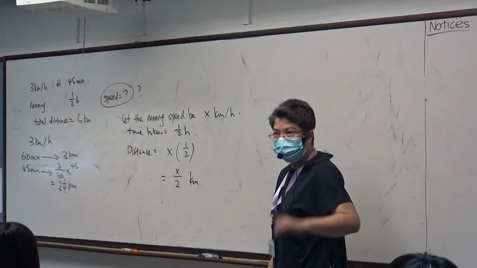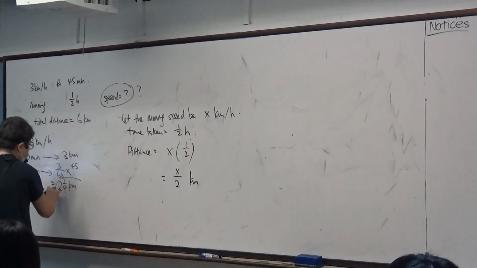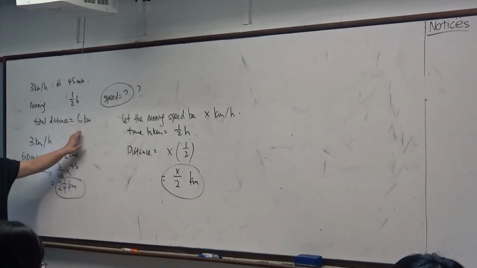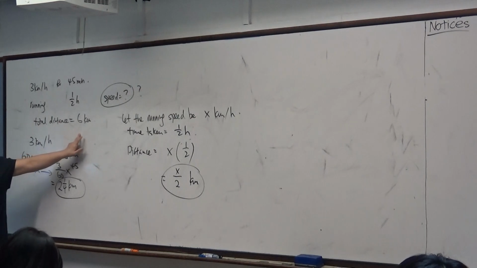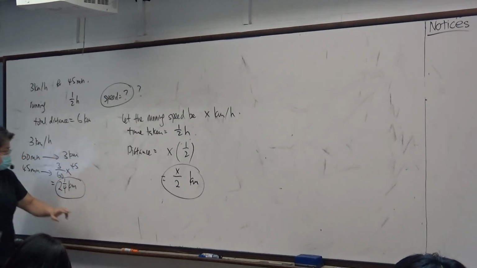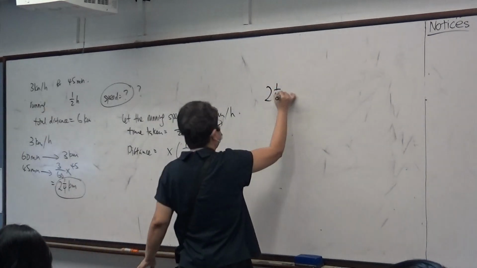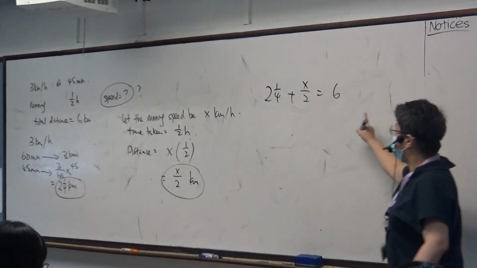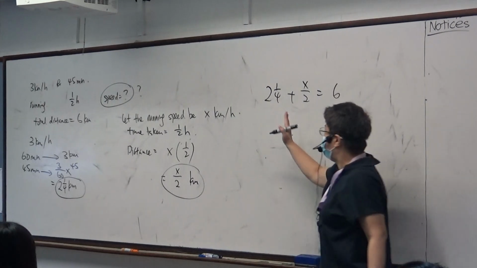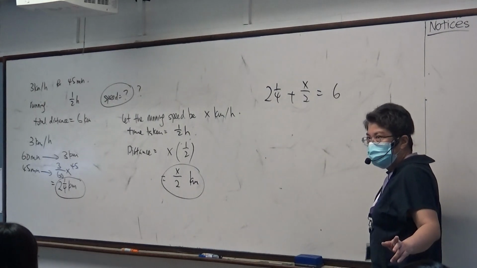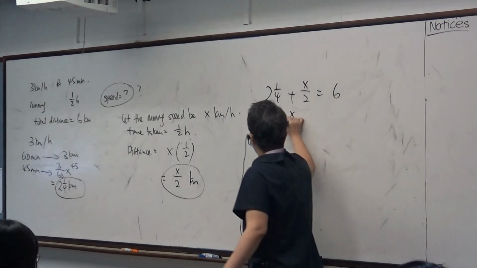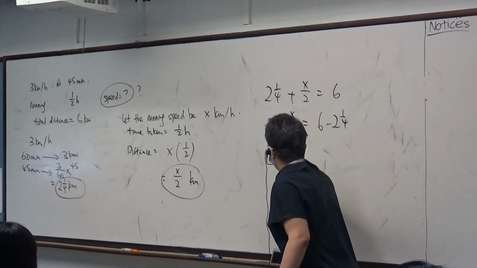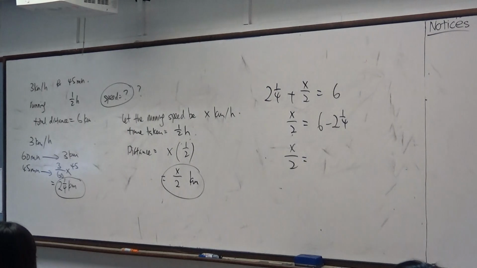Okay? Now, let me show you. This is the walking distance. This is the running distance. When I add them up, must give me what? 6. When I add them up, must give me 6. So, 2 1/4 plus x over 2 equals 6. So x over 2 equals to 6 minus 2 1/4, right? What is 6 minus 2 1/4? All of you use your calculator.